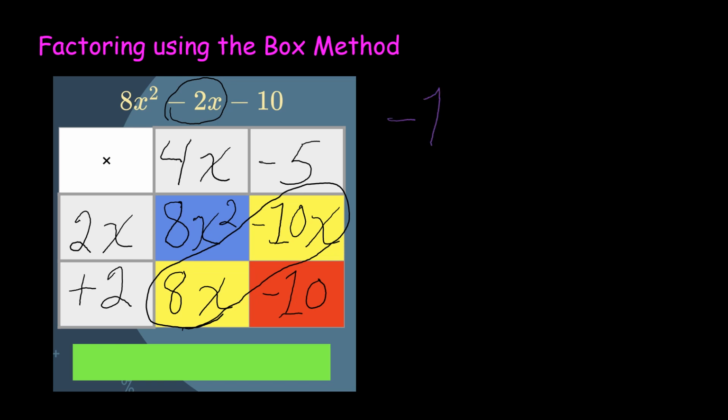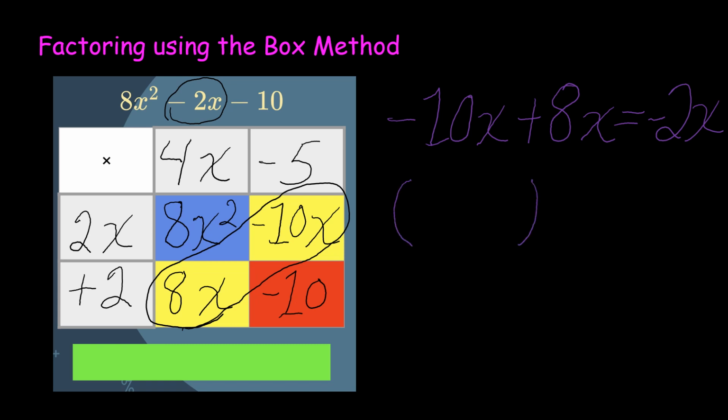So we have minus 10x plus 8x. And that does give us minus 2x. So that gives us our solid center that we need. So if we write those factors, what are we going to get? We will get 4x minus the 5 and 2x plus the 2. And this will work if we go back over our box method.